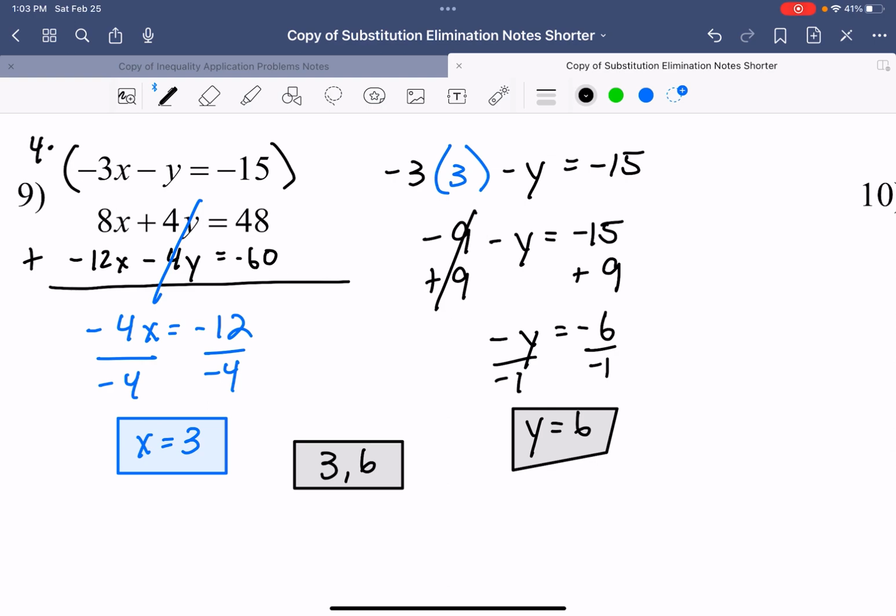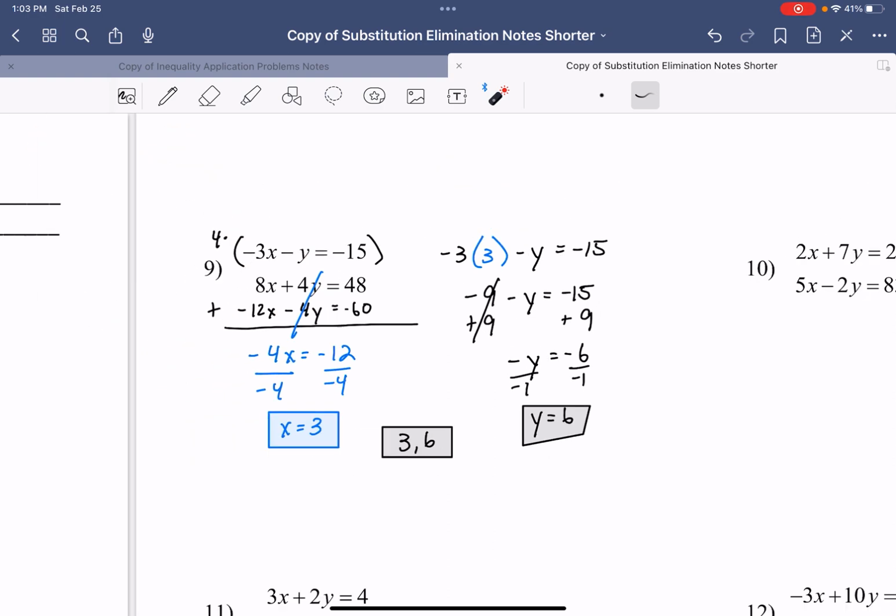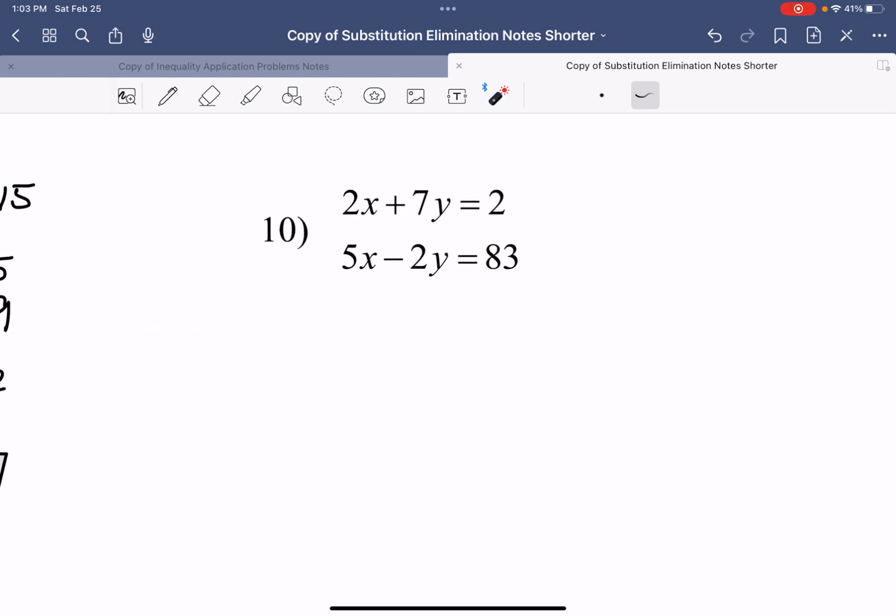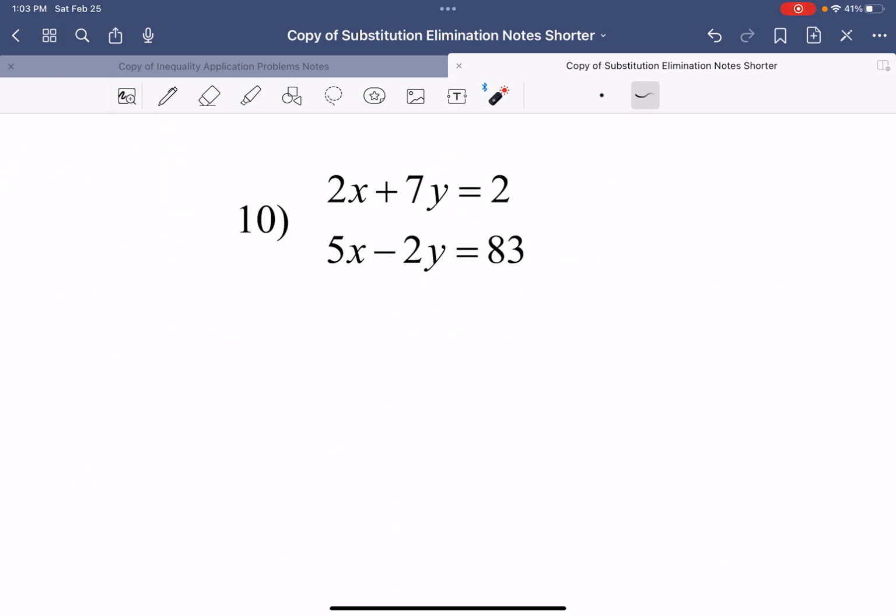All right, hopefully that helps when it comes to making two equations where you can eliminate by getting rid of one of the variables here, where we did this and we multiplied by 4. On this one, I'm going to give you a hint on number 10. You're going to need to multiply this equation and this equation, okay? Notice you have 2 and 5 here and 7 and 2 here.